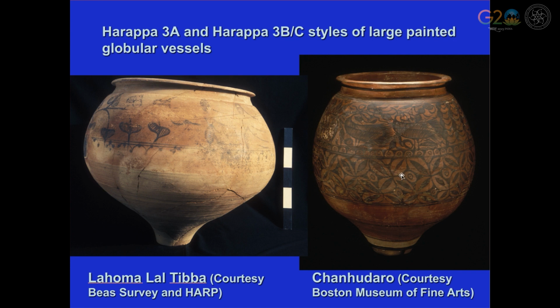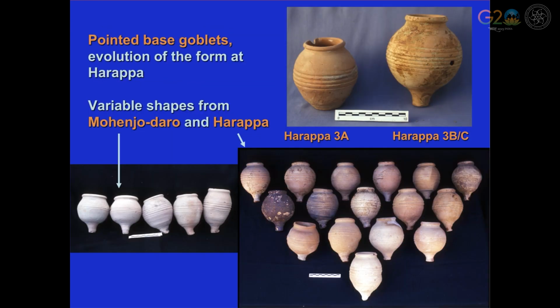Between 3A and 3B, we also see changes in painting styles. So the 3A vessel from Lahoma Lal Tibba, excavated by Rita Wright and Afzal Khan, shows a very large motif spread across a big area. The painting style from the Chanudara vessel is much more congested, and shows a very unique development of painting styles during the Harappa period itself.